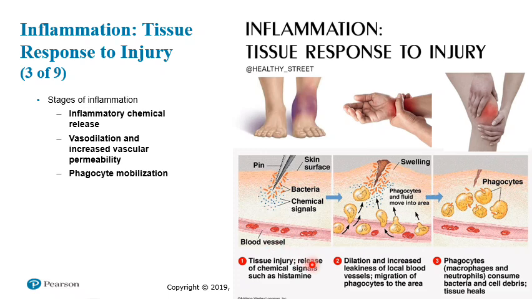Now, after that, there's going to be dilation and increased leakiness of the local blood vessels. Then your phagocytes will leak out from the capillaries into the tissues, into the area that is inflamed. The phagocytes and some fluid will leak into the area. There's going to be a release not only of histamine but also of bradykinin, and that will cause pain. And it will also release pyrogens that stimulate an increase in temperature in the area.